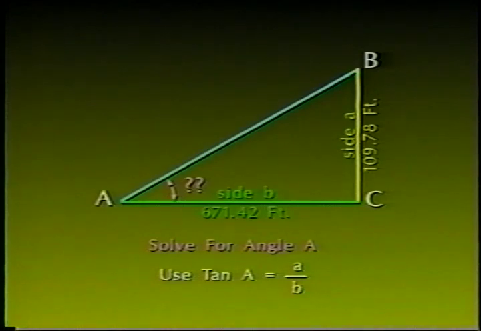Let's solve for a missing angle when using given data from a triangle. We want to solve for angle A given side B and side A as shown on this graphic. Side A equals 109.78 feet and side B equals 671.42 feet. Select an equation to fit the conditions. In this case, tangent A equals A divided by B. Please pause the tape at this point. Now plug the given quantities into the equation and perform the operation. Unpause the tape when you are finished and we will compare answers.